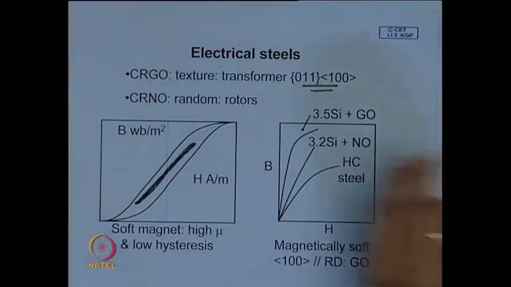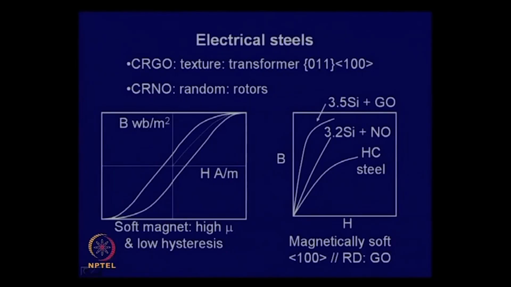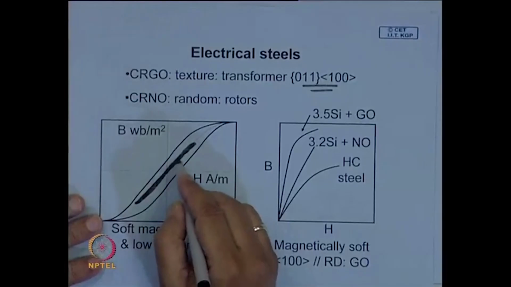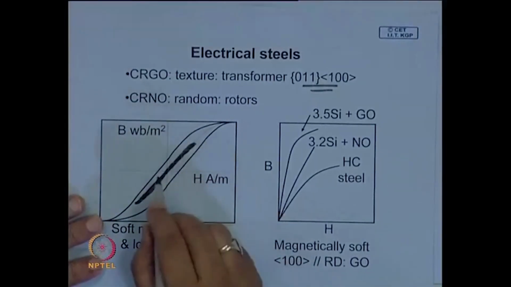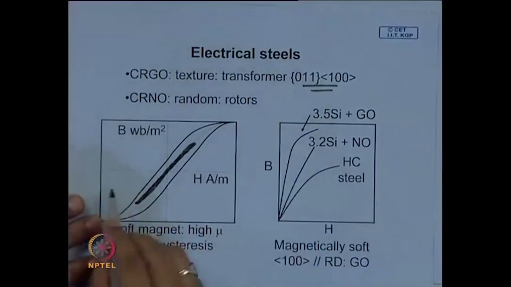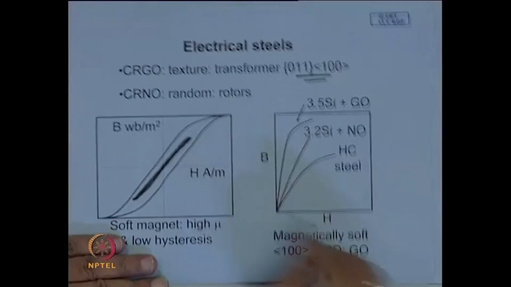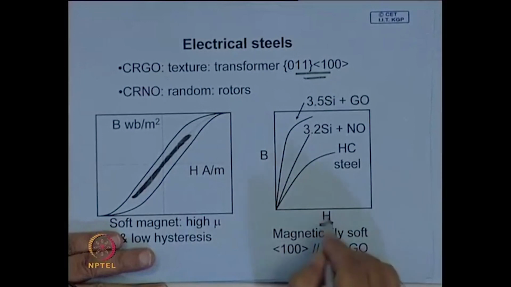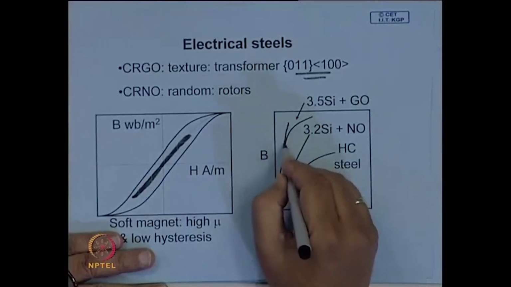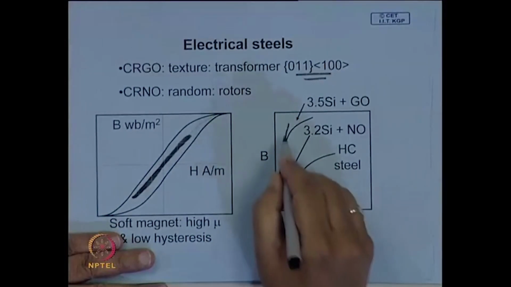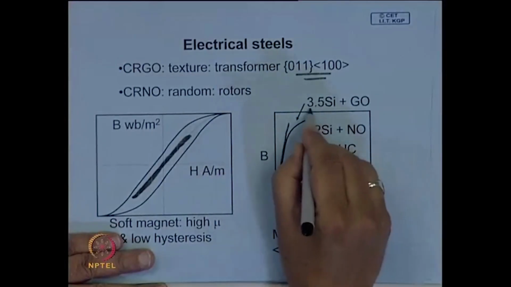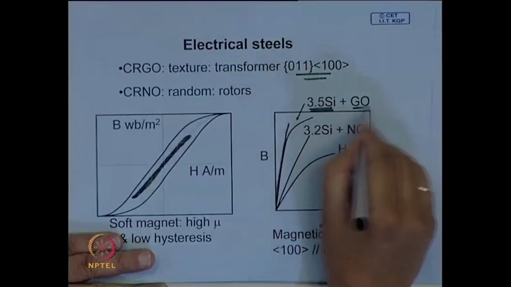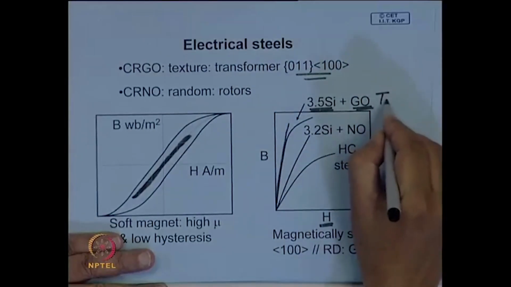And there is another way of cutting down the heat generation, which is by reducing the eddy current that is induced, and that is done by alloying. Usually this is the BH plot, where initial permeability is important; it must have high permeability, the slope being the permeability. So, this is 3.5% silicon, grain oriented. So, this is a textured material.